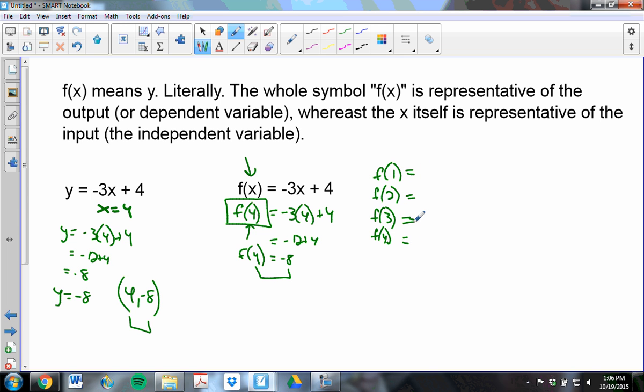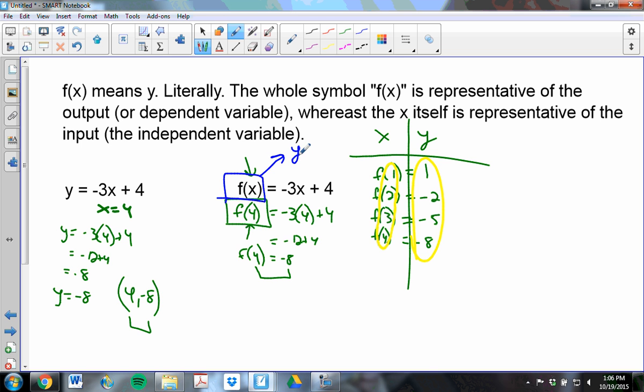F of 1 would give me 1, f of 2 would give me negative 2, f of 3 would give me negative 5, and f of 4 we just did is negative 8. And here it's basically like I just built an xy table, where these are all my x's, all my inputs, and these are all my y's. So the key distinction to understand is that the f of x itself, the whole entire thing, this means y, whereas this little piece inside is the input x. And that's really useful, but kind of tricky to get a feel for.